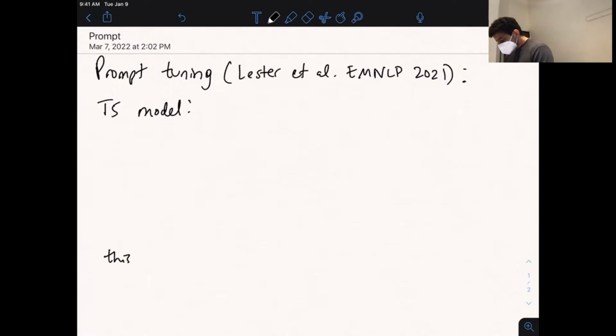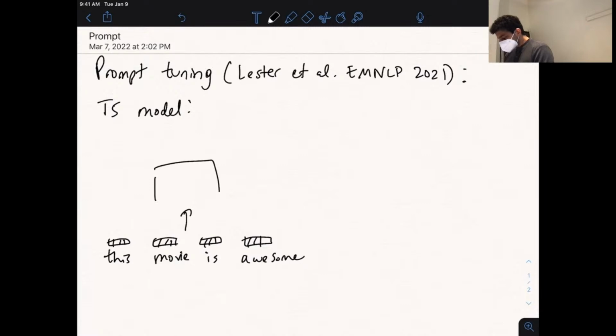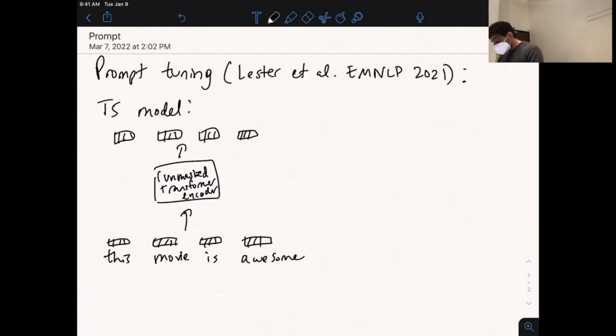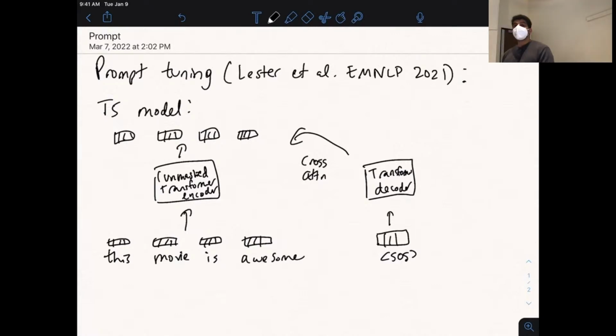So we get "this movie is awesome." We have our embeddings. These are fed into an encoder, right? So here we have an unmasked transformer encoder, and then we get some vectors as output. And now we have a decoder, right? So the decoder gets this start of sequence token, passing it to a transformer decoder. Remember, the decoder is doing masked self-attention on its decoder side inputs, and it's also doing cross-attention on top of the encoder's outputs, right?